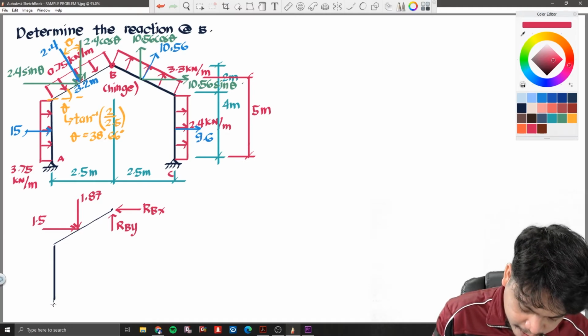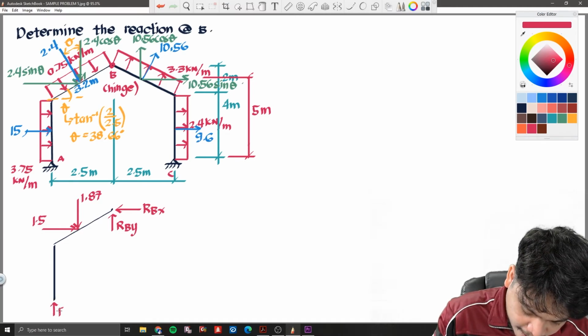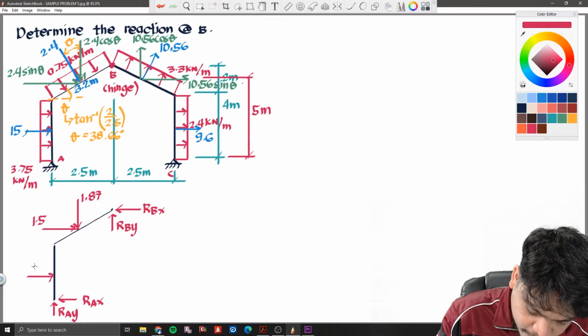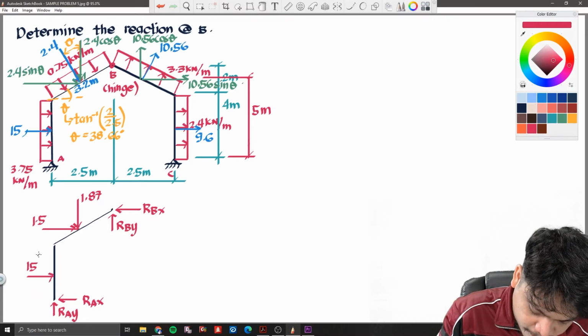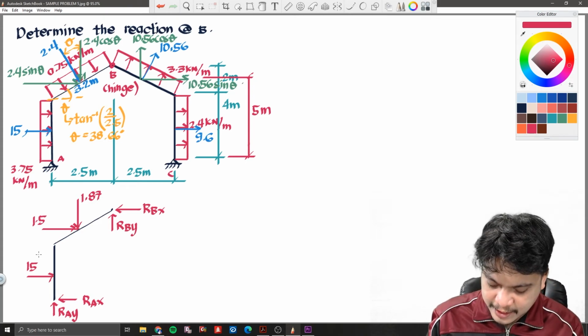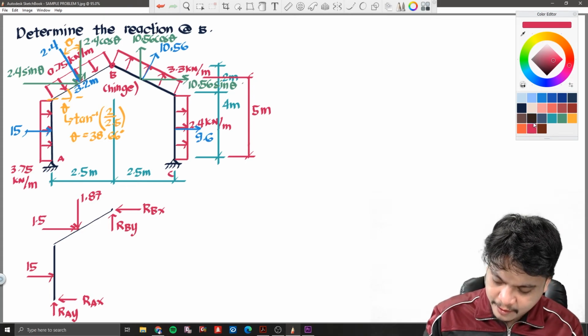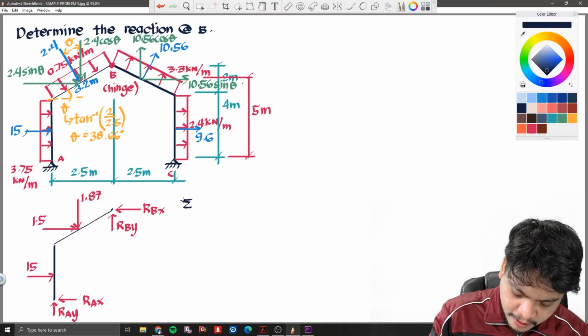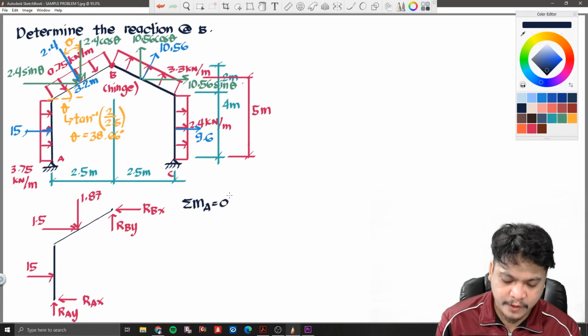Okay? And then, dito ganun din. So, I will have RAY, and then here, RAX. And then, dito meron pa pala akong load dito. So, that's around 15 kilonewton. Okay? So, distances nila. Pwede na tayo ngayong mag-summation. Moment about A, and that would become equal to 0.